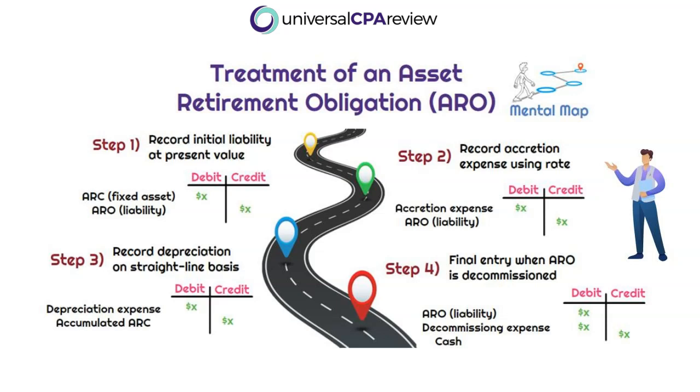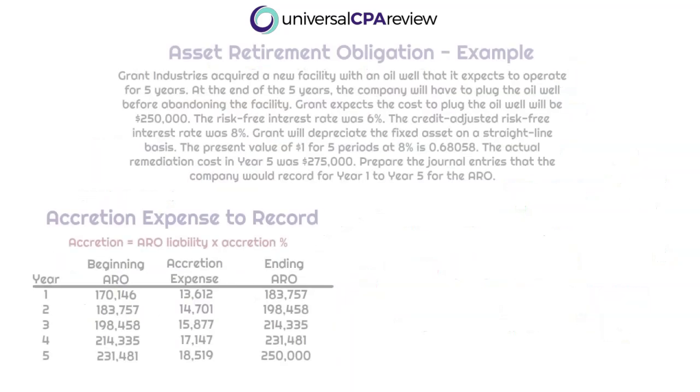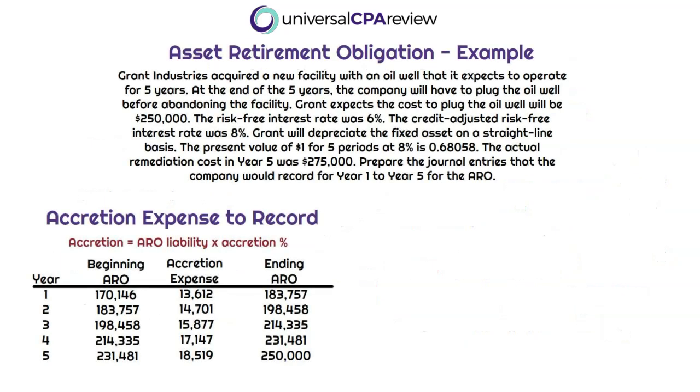So this calculation is kind of confusing, and we'll have to create a little table. So to calculate accretion expense to record, we basically take the beginning asset retirement obligations carrying amount, and then we multiply it by the accretion rate, which is also the credit adjusted risk-free rate, which in this case would be 8%, right? So I've already shown you the table, and I'll show you how to build it up, right?